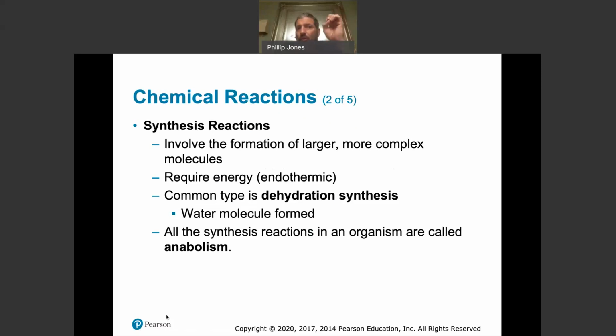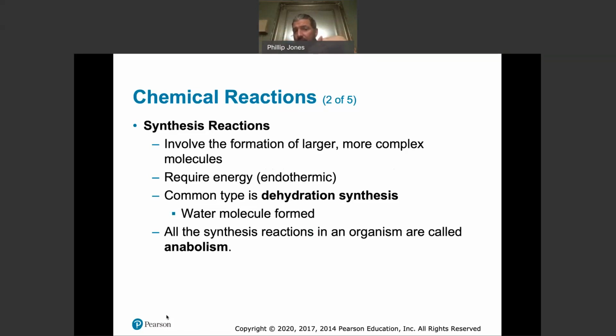They're going to perform a synthesis reaction using dehydration. They're going to actually pull water away from these molecules and attach things together. So it requires energy to do that. So it actually takes energy to build something, which is endothermic. Common type is dehydration synthesis. Water molecules form. So we're going to pull a hydrogen off of one, a hydroxy off the other, H2O. Pull water, form a molecule of water. We're going to attach two things together.